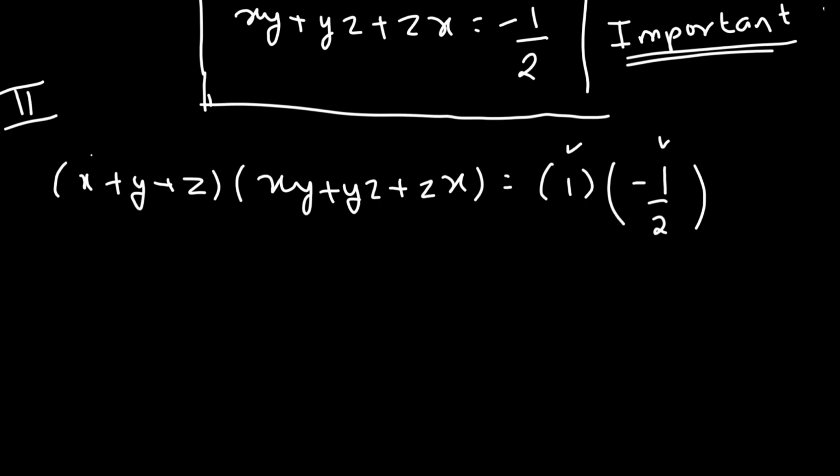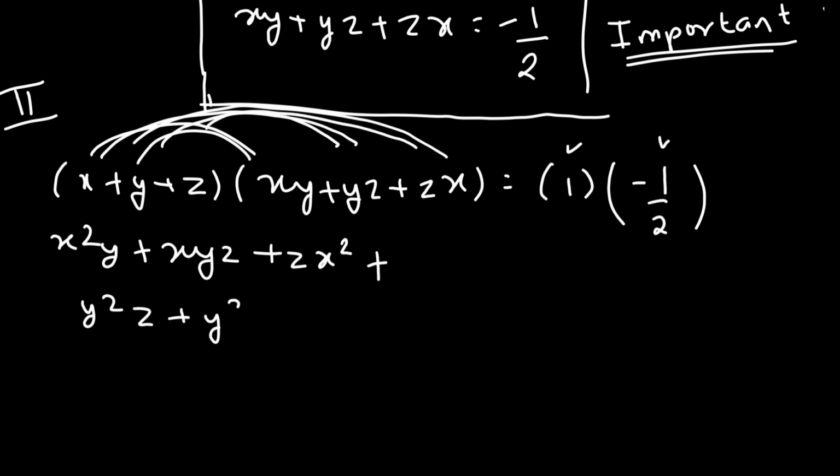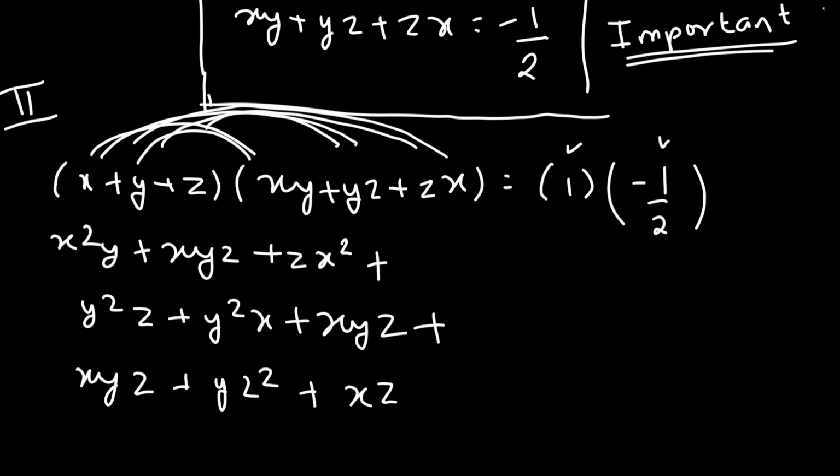Okay, now we will open the bracket on the left hand side. Therefore x multiplied with all these three terms will give me x square y plus xyz plus zx square, plus now y multiplied with all these three terms will give me y square z plus y square x plus xyz, plus now z multiplied with all these three terms, so xyz plus yz square plus xz square, and this is equal to negative 1 upon 2.